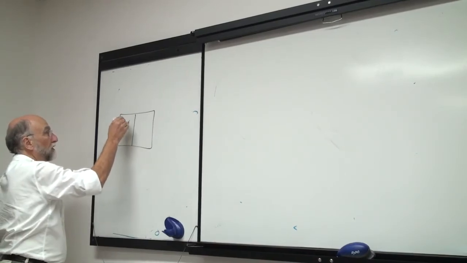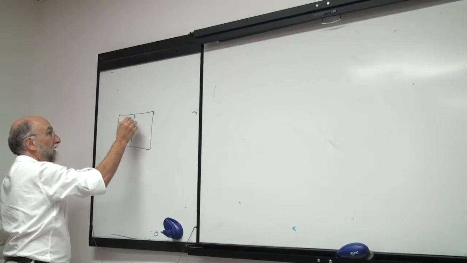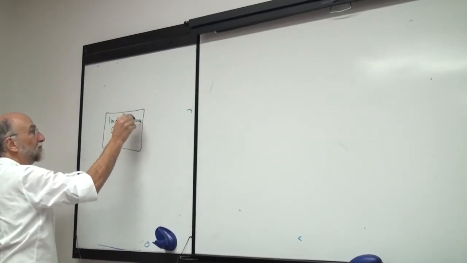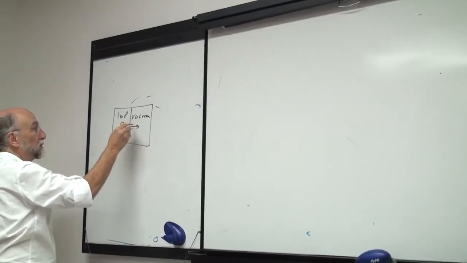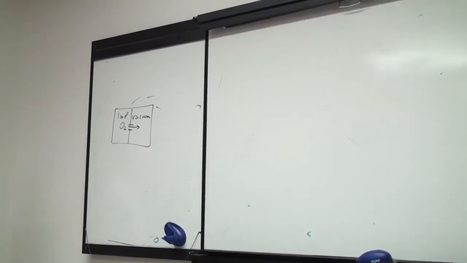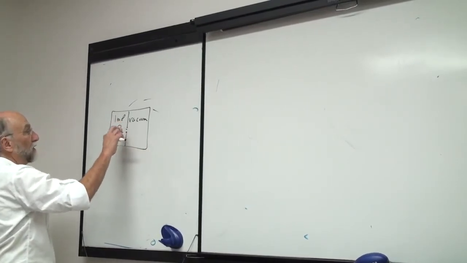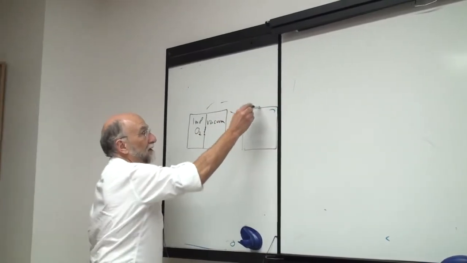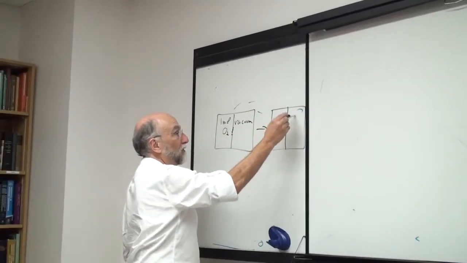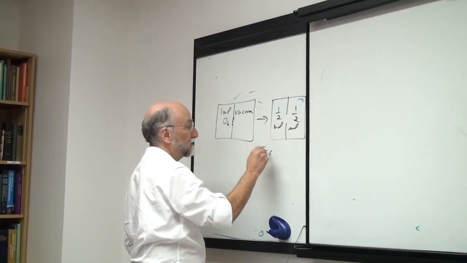We have 1 mole of oxygen. And here we have a vacuum. And what we do is we allow the 1 mole of oxygen to expand into the vacuum. That's the process. So the initial state is 1 mole of oxygen, with a vacuum beside it. In the final state, we open the valve, and we have 1/2 mole of oxygen here and 1/2 mole there. And T is constant.